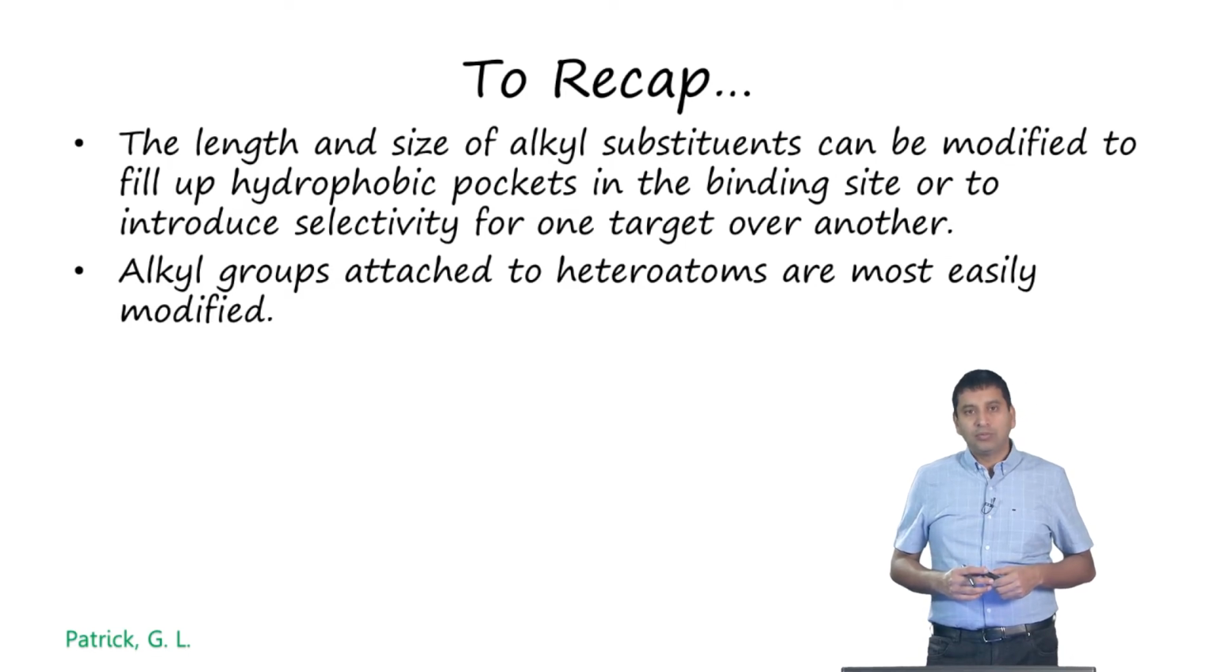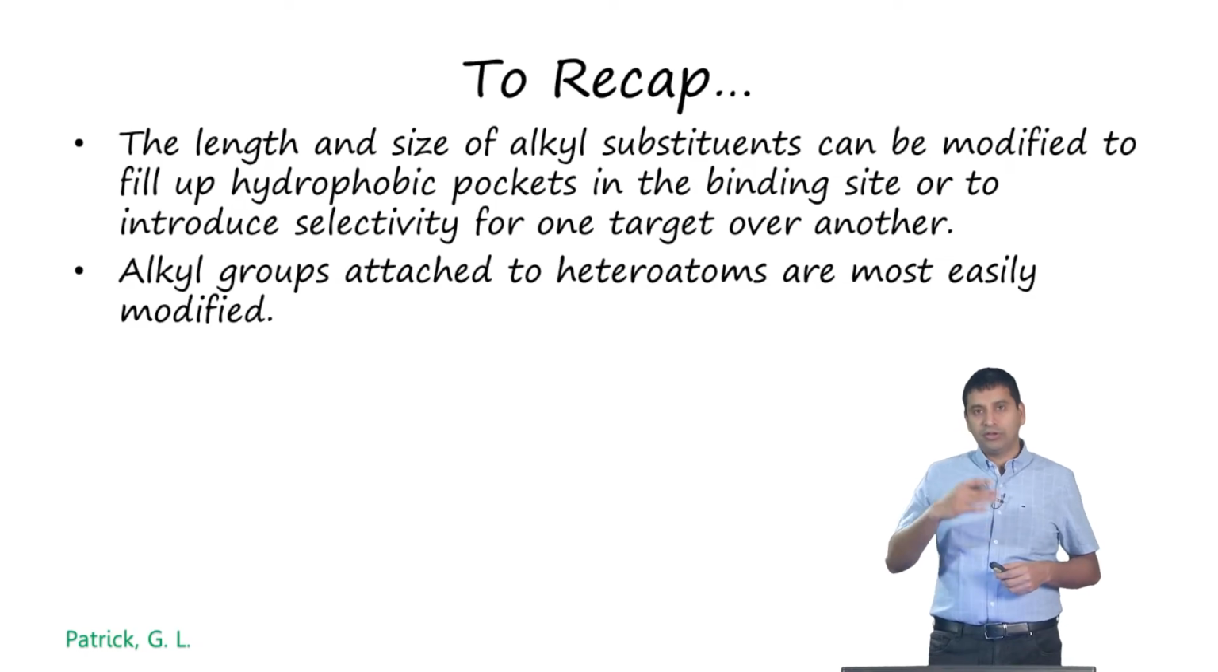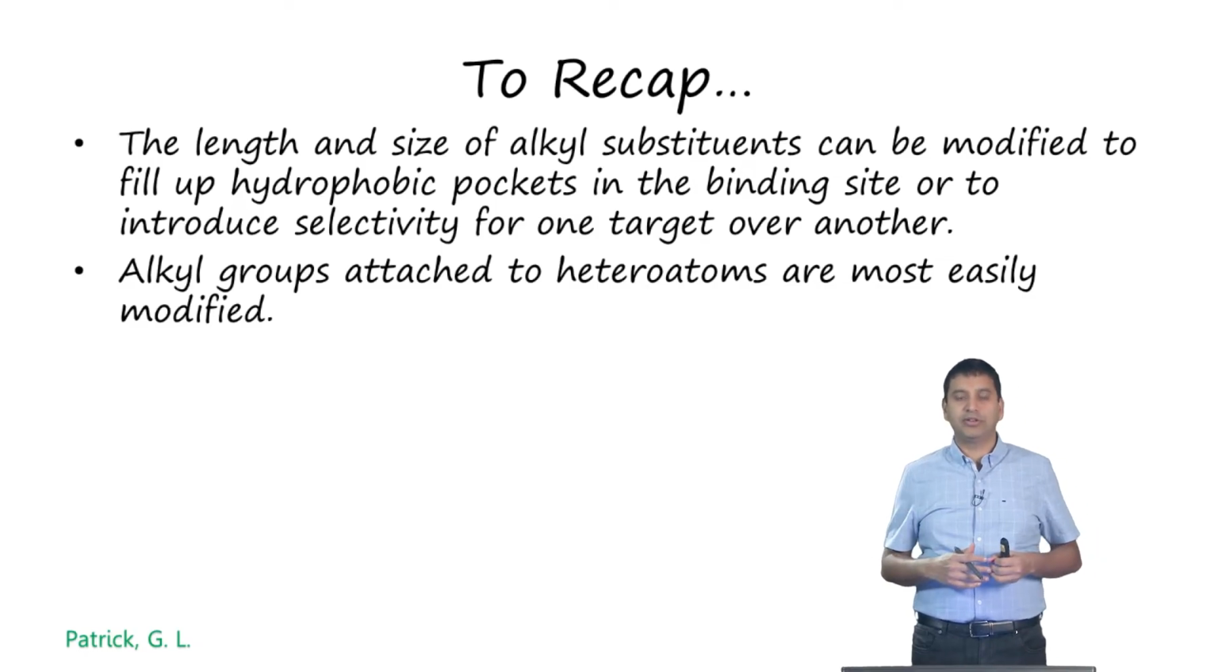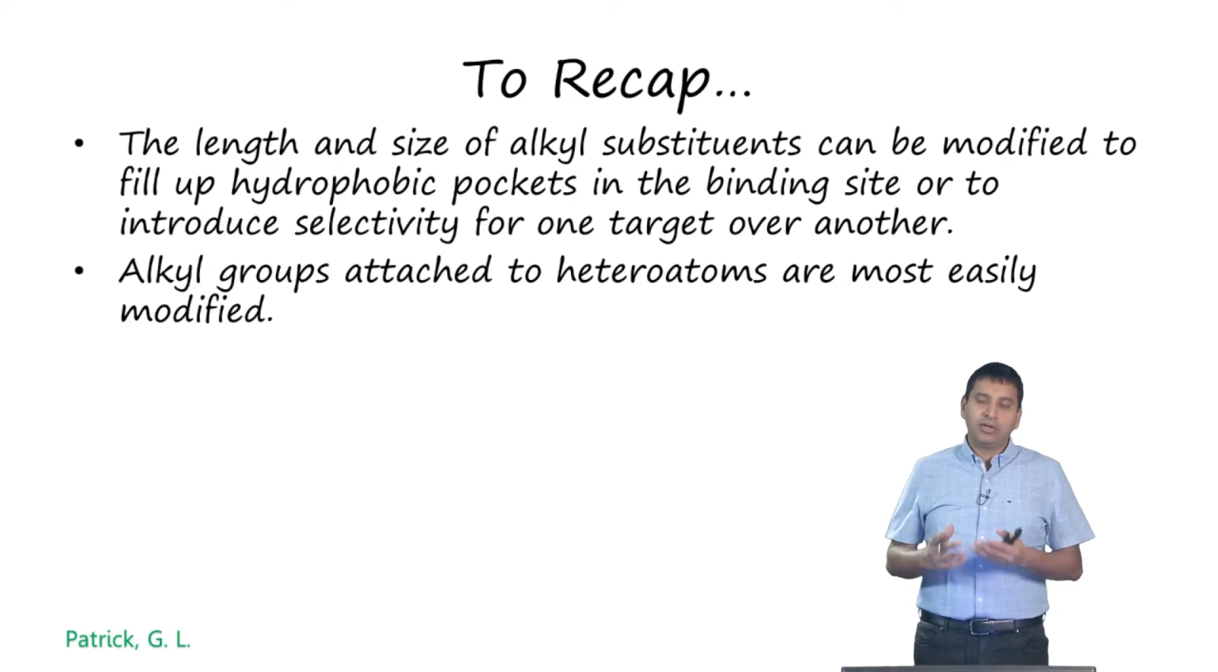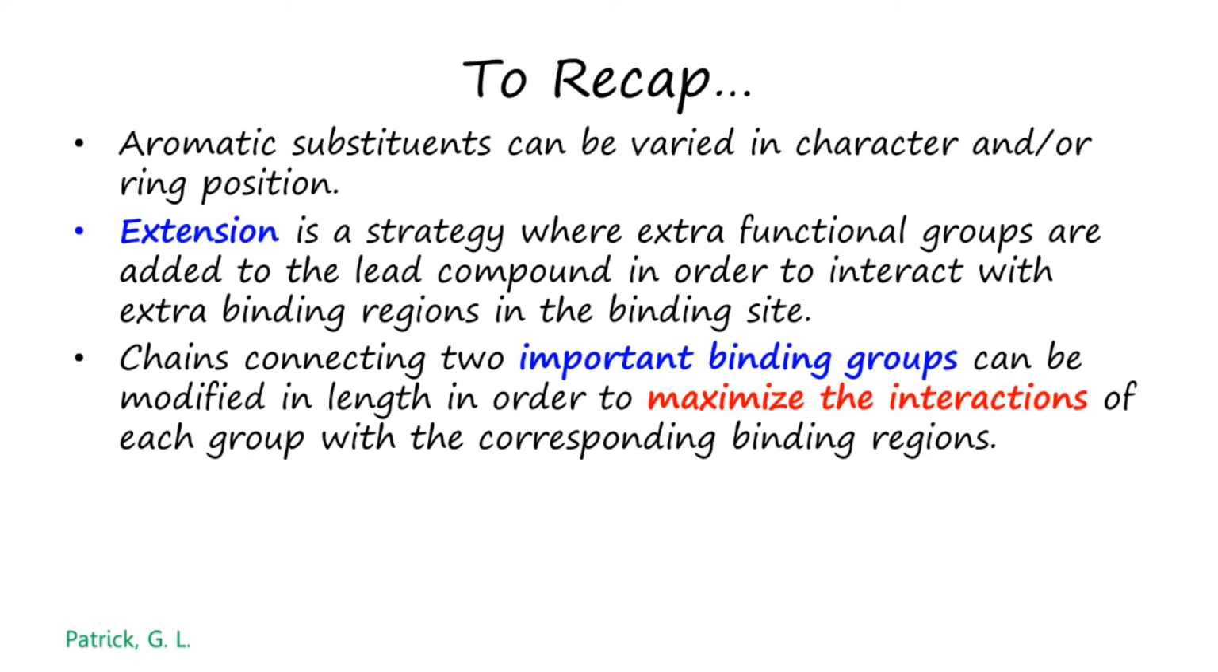Now, alkyl groups which are attached to a heteroatom are actually easier to modify, because you can do it through nucleophilic substitution, for example. You can convert it to an ethyl, butyl and so on. Now, the second major functional group other than alkyl groups is the aromatic substituent. We can change the position of the aromatic substituent. For example, we can go from ortho to meta to para, and that would vary the character of the ring.